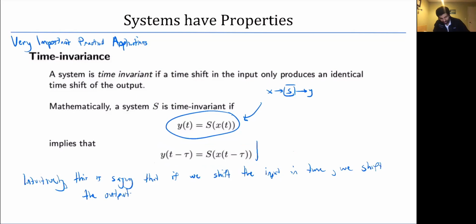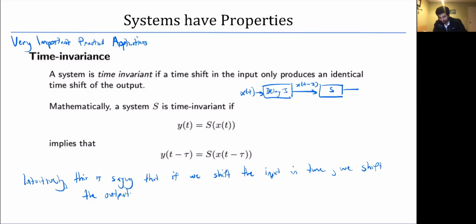I'm going to draw a few systems. So for example, I have x of t. It goes into some sort of delay buffer, delay tau. After it's been delayed by tau, this gives me x of t minus tau. Now this goes into my system S, and it gives me an output. Likewise, I can have x of t going directly into my system.